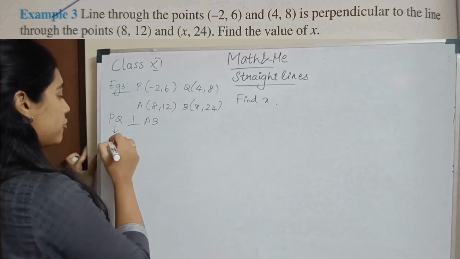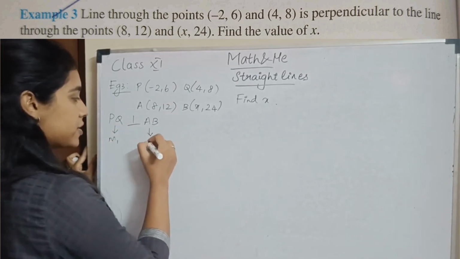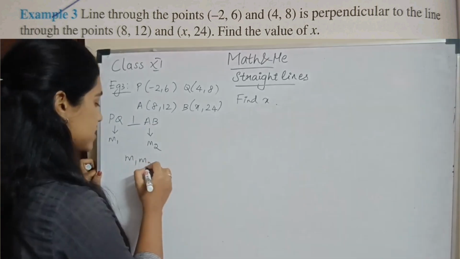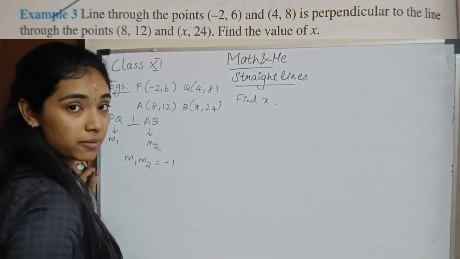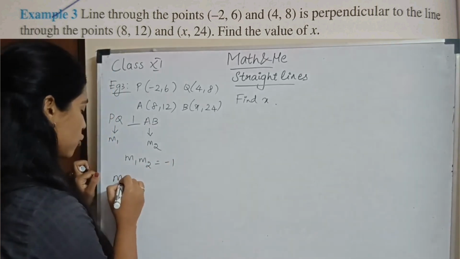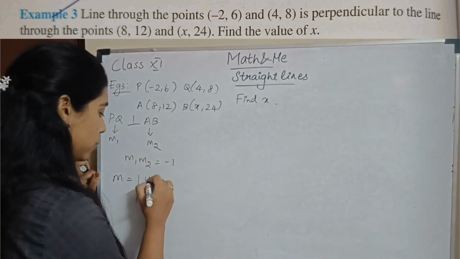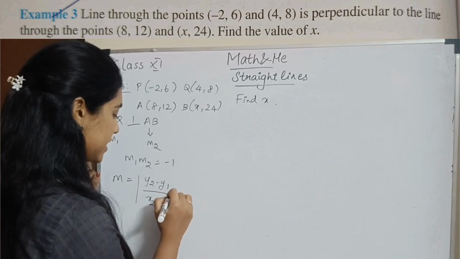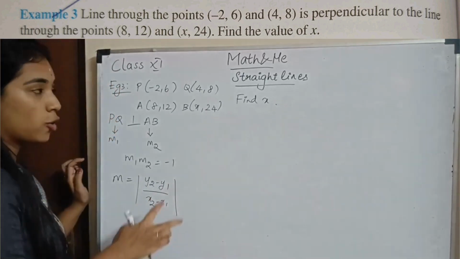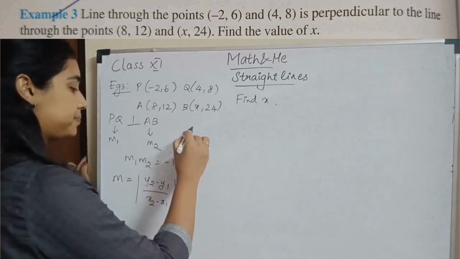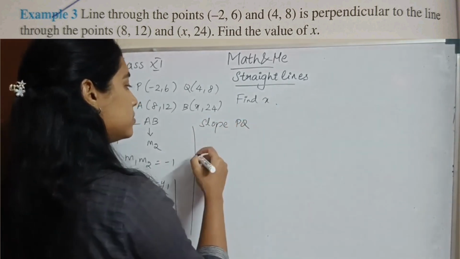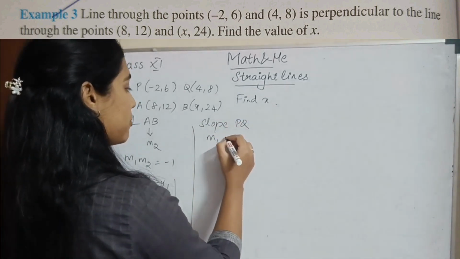So what do we know about perpendicularity? If the slope of PQ is m1 and the slope of AB is m2, the product of their slopes is -1. And what is the formula for a slope? In general, slope is y2 minus y1 divided by x2 minus x1. So let us find the slope of PQ and the slope of AB. First, slope PQ. Let that be your m1.